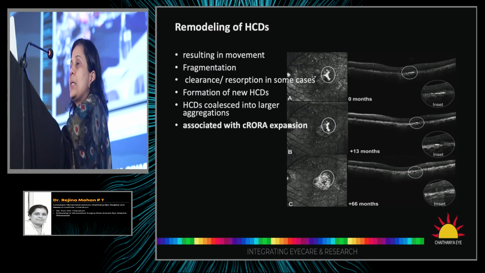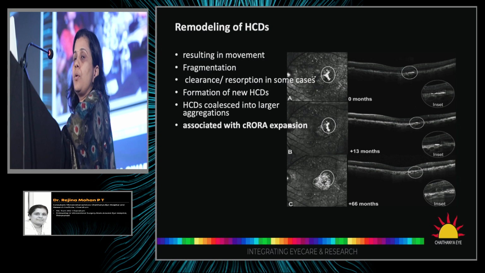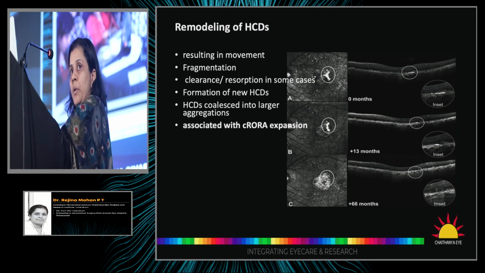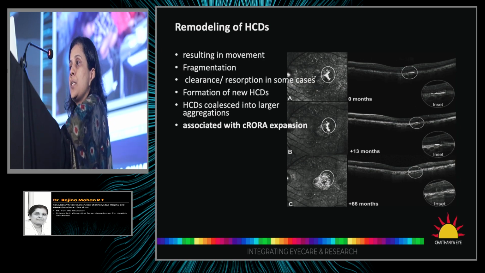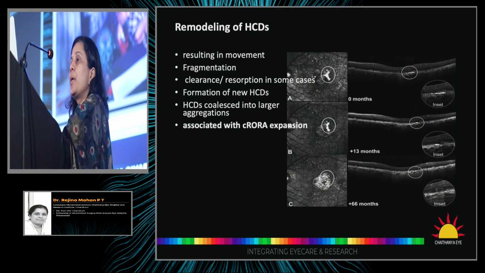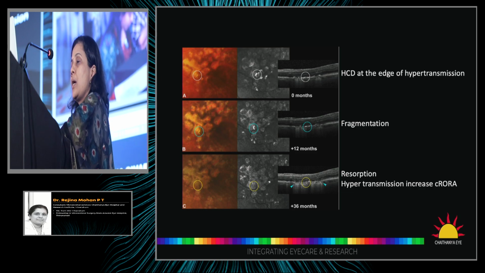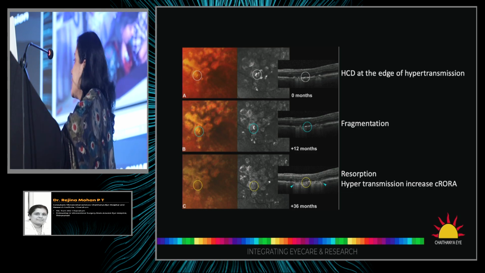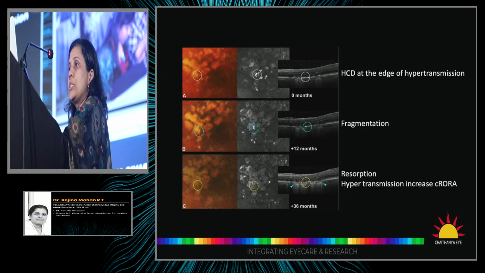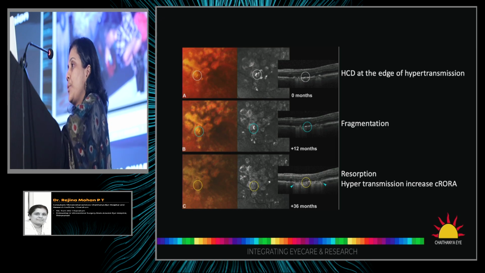And once we see an HCD in OCT, we should be following it because they can undergo remodeling. They may move, they may become fragmented, and sometimes they may completely clear up. And the remodeling of HCD is usually associated with subretinal drusenoid... I mean, serous expansion. In this picture, we can see that the HCD that was detected in the initial picture becomes fragmented and completely resorbs with an increase in the serous.